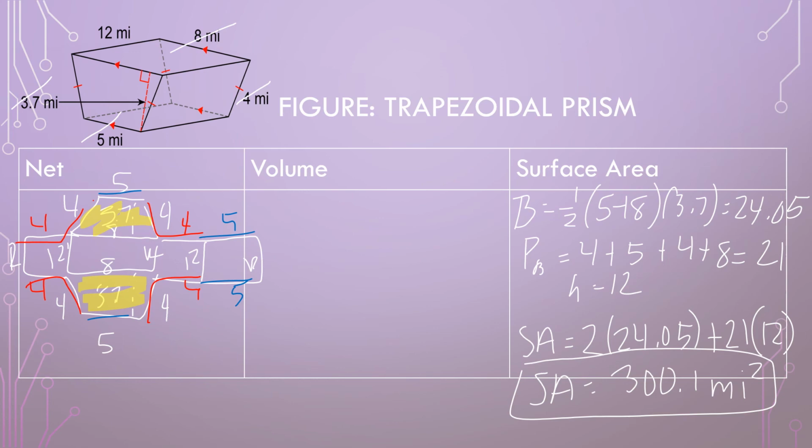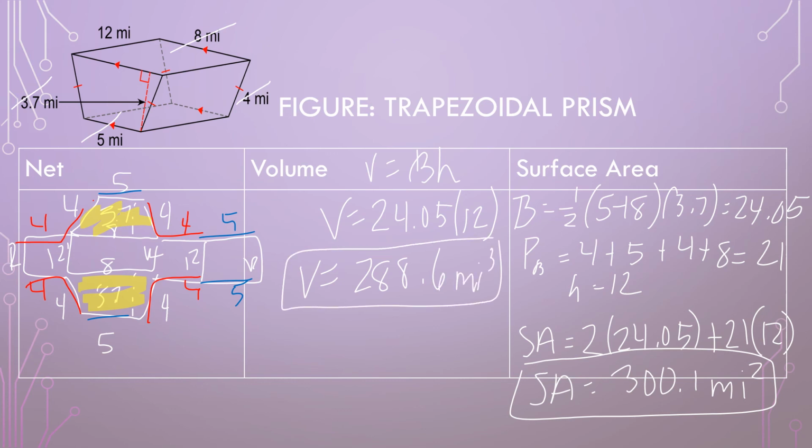Then for the volume, so again, volume is just B times H. You already figured out what your B was, and that was 24.05. The height we also already figured out, which was 12. So just multiply those two together, and you get 288.6 miles cubed. Again, make sure that you are using the correct units. Miles squared or units squared is for surface area, and then cubic units is for volume.